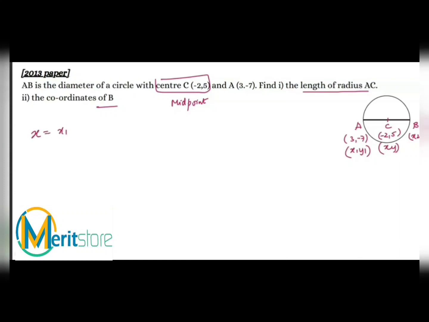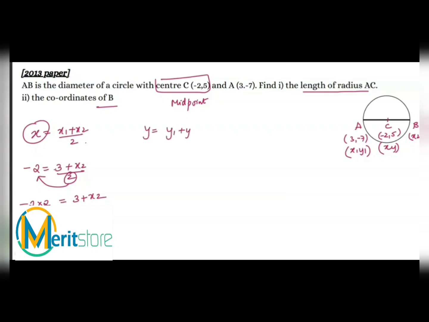X is equal to x1 plus x2 upon 2. Here x is minus 2, x1 is 3, and I don't know x2 upon 2. So 2 goes on the other side. It becomes minus 2 into 2 is equal to 3 plus x2. Minus 4 is equal to 3 plus x2. Minus 4 minus 3 is equal to x2. Minus 7 is equal to x2. We've got the x.